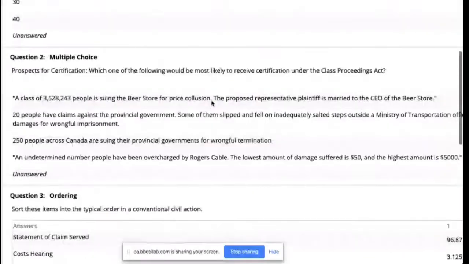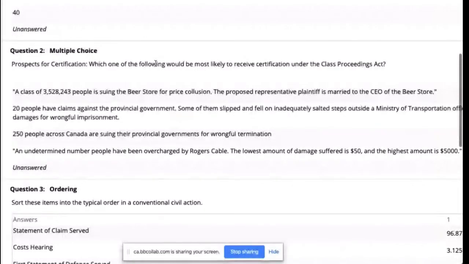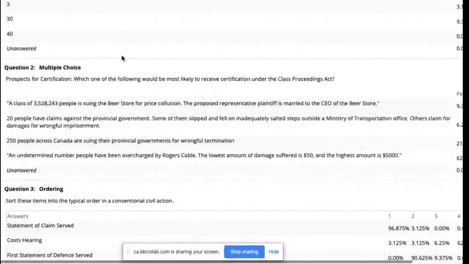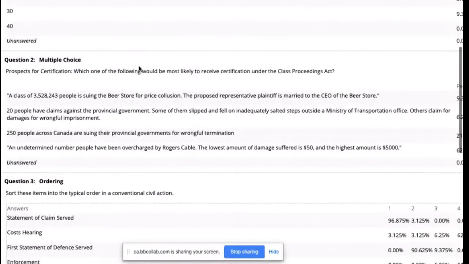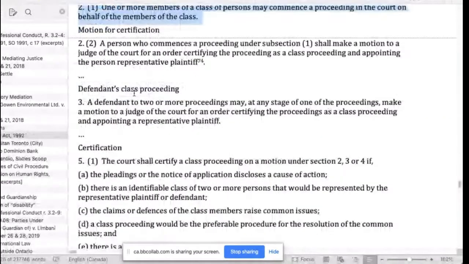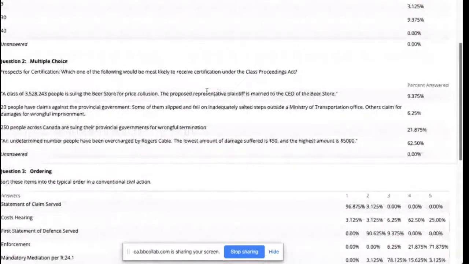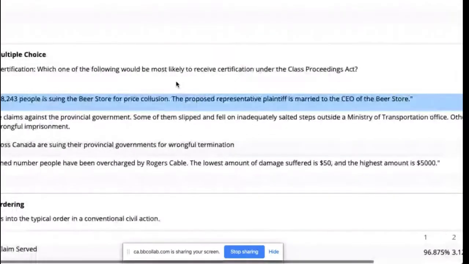Which one of the following would be most likely to receive certification under the Class Proceedings Act? So here I was looking for people to basically apply Section 5 and Section 6. So how about this one? Why does this one die?